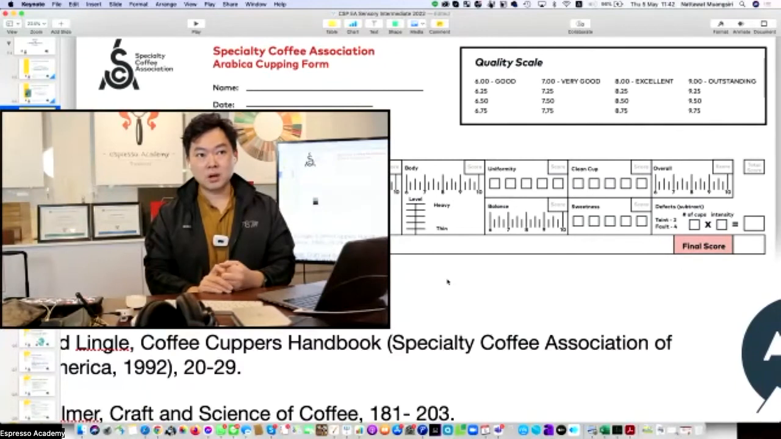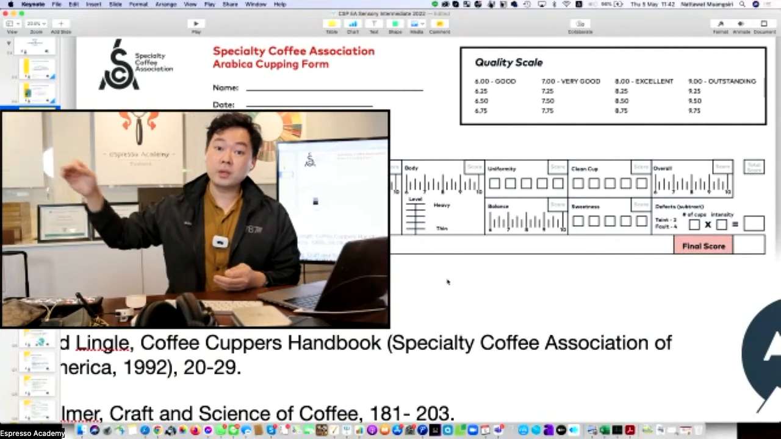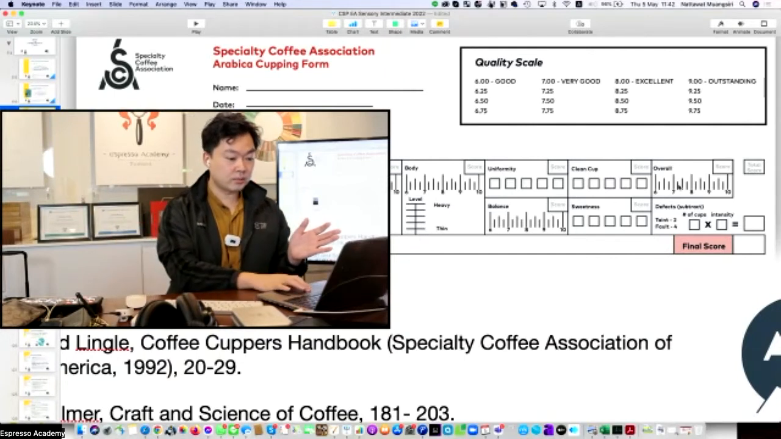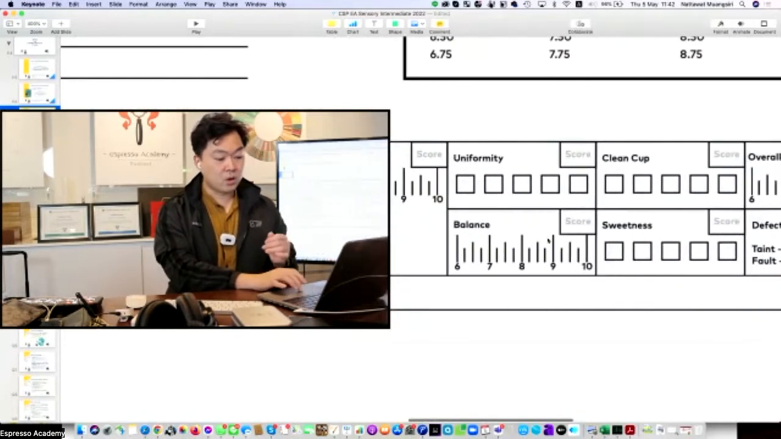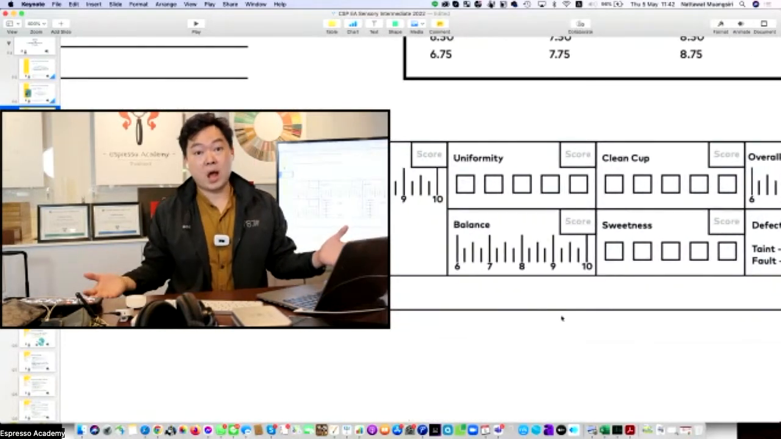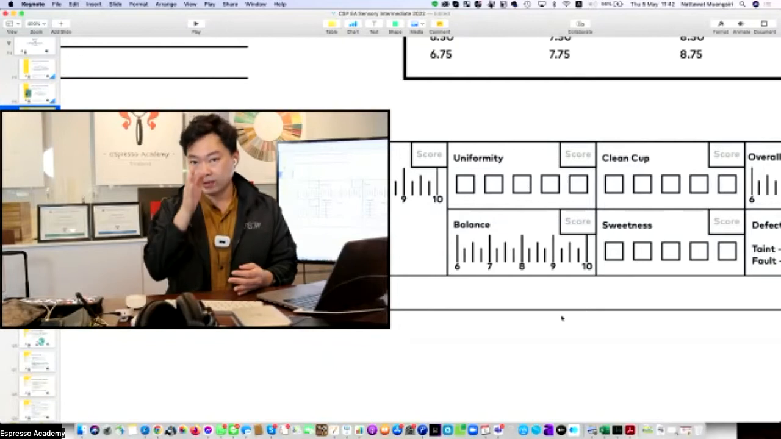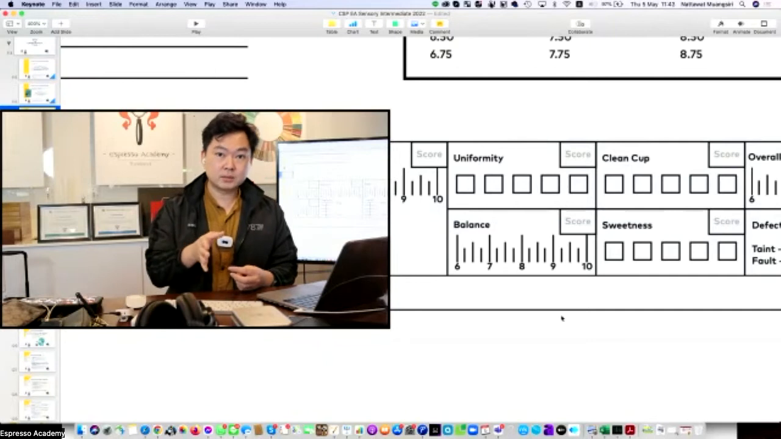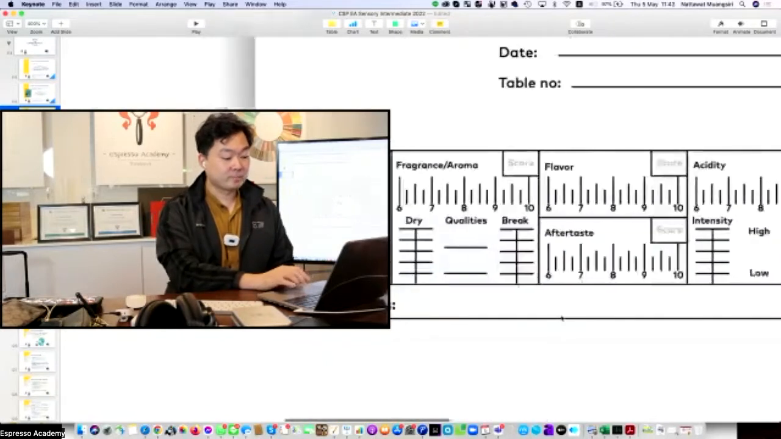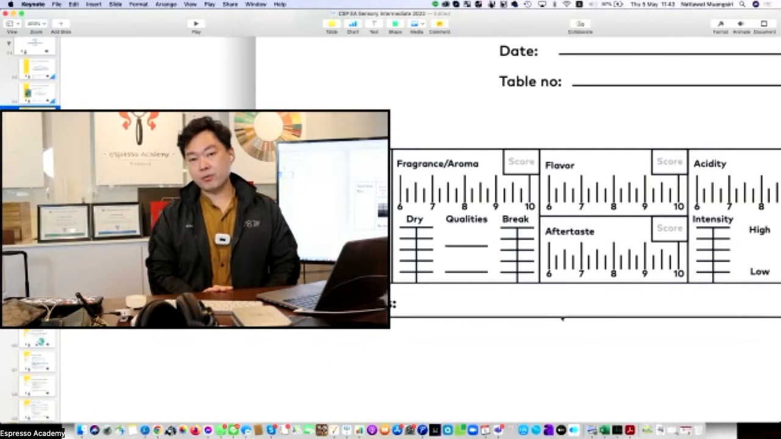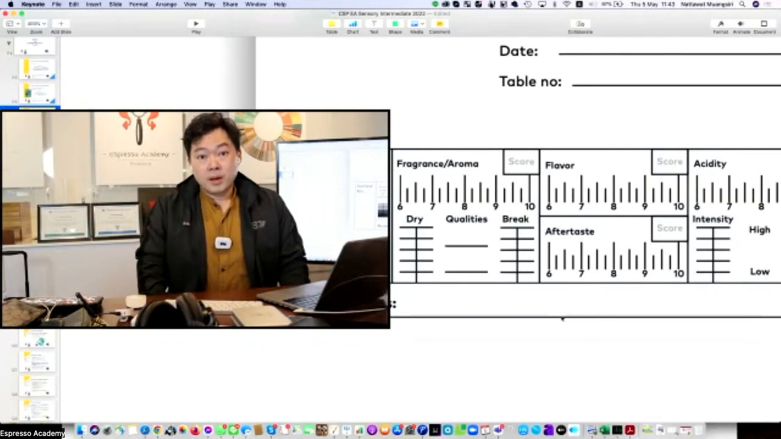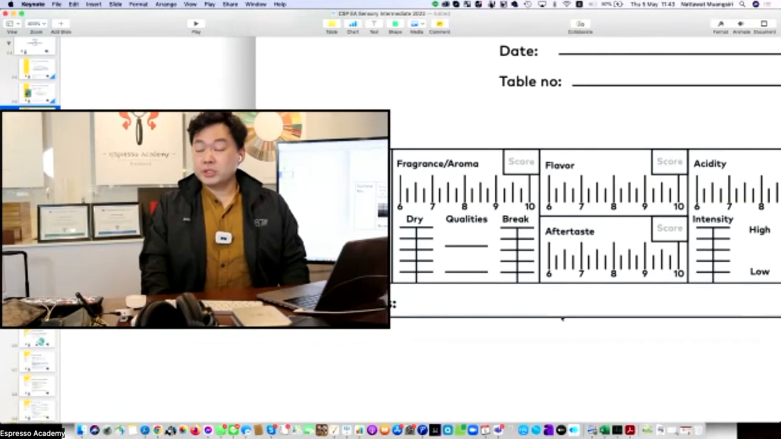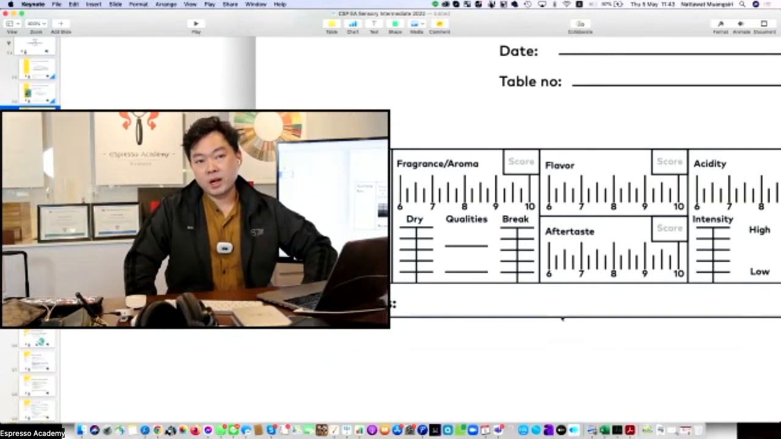You don't just say, oh, I feel like a 9. No, you need to be able to describe why you give this a 9 on a specific attribute, like a 9 on balance. Why? You have to tell me. Every time you give a 9 to something, you need to have a story, a reason behind it. Don't just say, I want a 9 for it. People will say 7.5, 8 or 9 will become very common in specialty coffee.